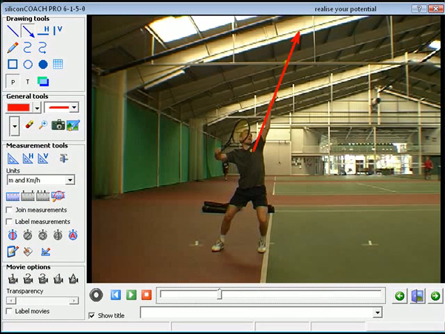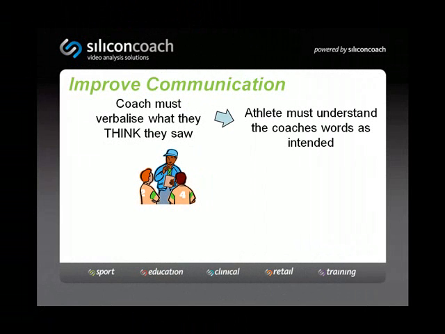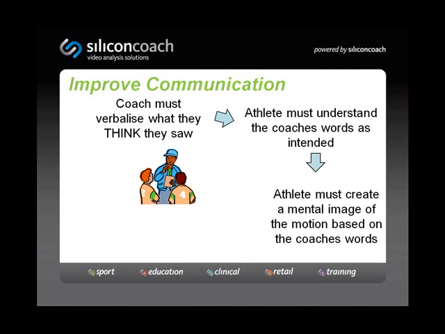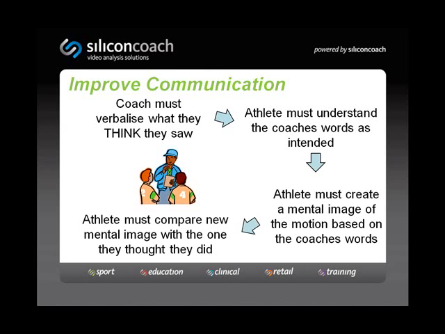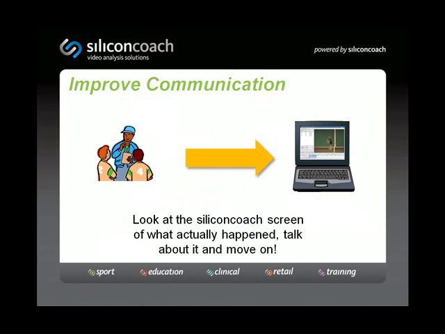In fact, this leads us to the very important point of communication. Let's just take a moment to think about the standard way a coach communicates with an athlete. First of all, the coach must verbalize what they think they saw. The athlete must understand those words as they were intended. Then the athlete must create a mental image of their motion based on the coach's words. Then they must compare the new mental image of the movement to the one they thought they did, and then identify the differences. As you can see, this is a very complex system, and it's highly prone to miscommunication and misunderstanding. Why not both look at the Silicon Coach screen showing the video of what happened, talk about it, and move on? It's that simple.